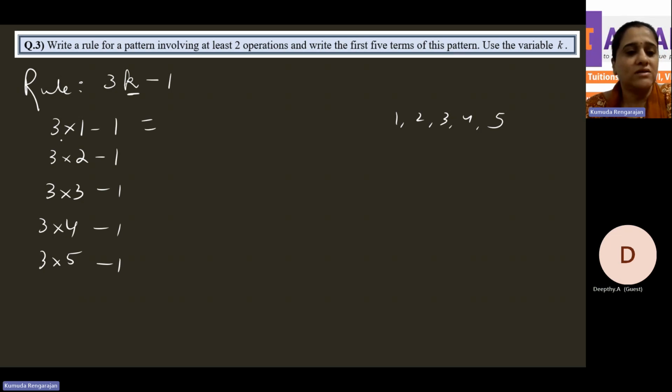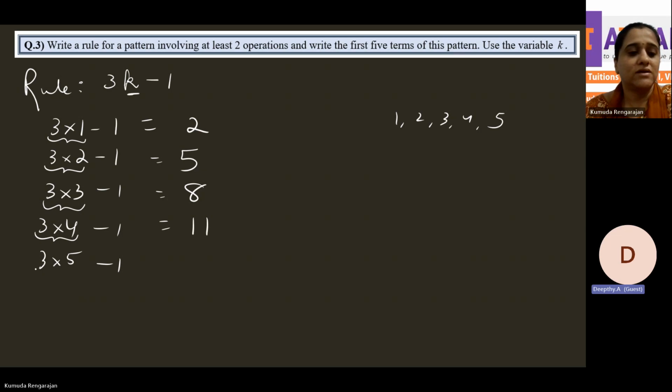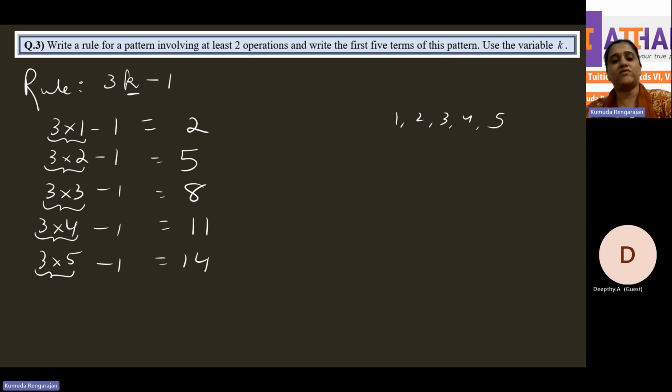What is 3 into 1? 3. Minus 1? 3 into 2, 6. Minus 1? 3 into 3, 9. Minus 1? 3 into 4, 12. Minus 1? Also, 3 into 5. Minus 1? These are the first 5 terms of the pattern of your rule.